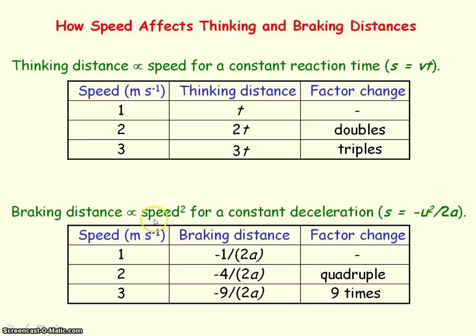So if you double the speed, you'll have 2 squared, which is 4 times the braking distance. If you have 3 times the speed, then you will have 3 squared, which is 9 times the braking distance, and so on.